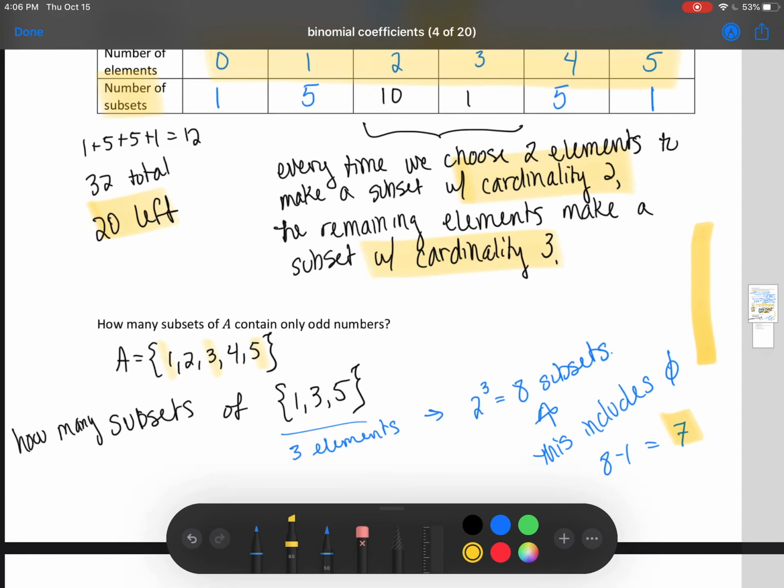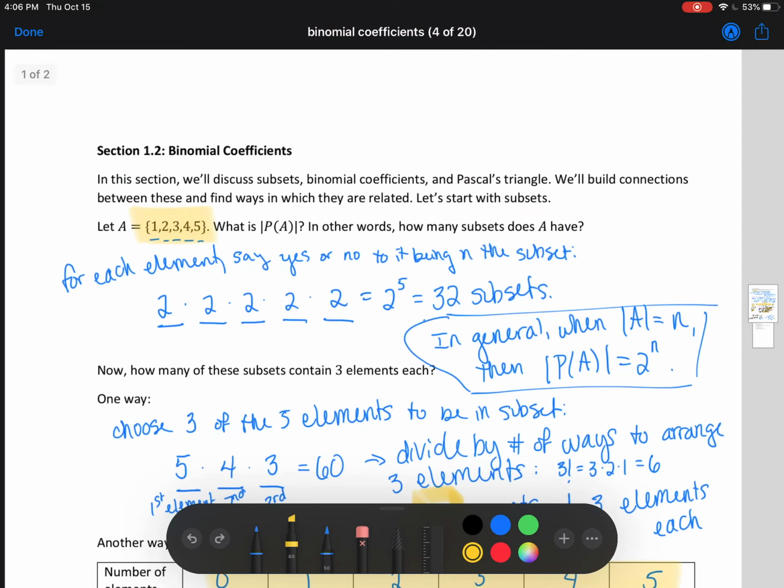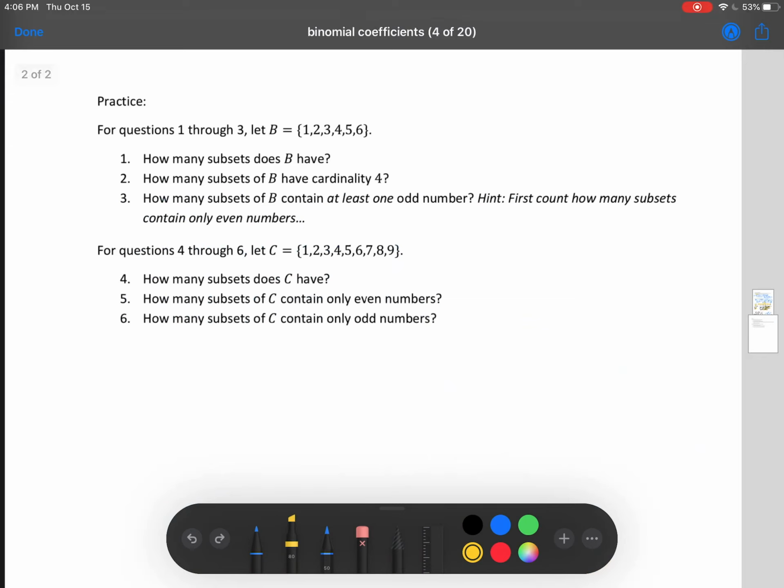All right, now at the bottom of this page, the second page, we have the practice question.